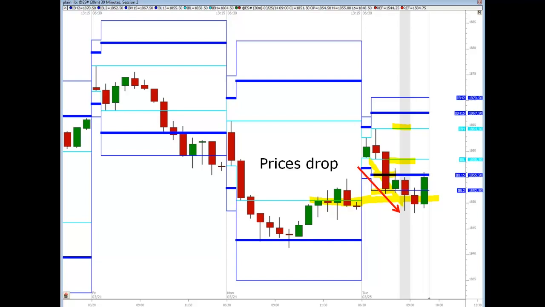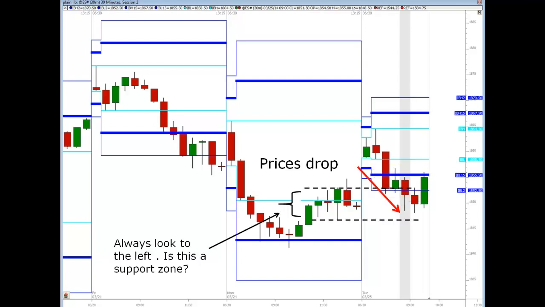And more importantly, be careful. Always look to the left. Are we gapping into resistance? And if we're gapping into resistance, then you should be cautious and realize that if we've not overcome the resistance, we're likely to go back to where we came from. In this instance here, as prices dropped, they dropped to a level. If we look to the left, the level indicates that we have some buyers, or at least some level of support here.